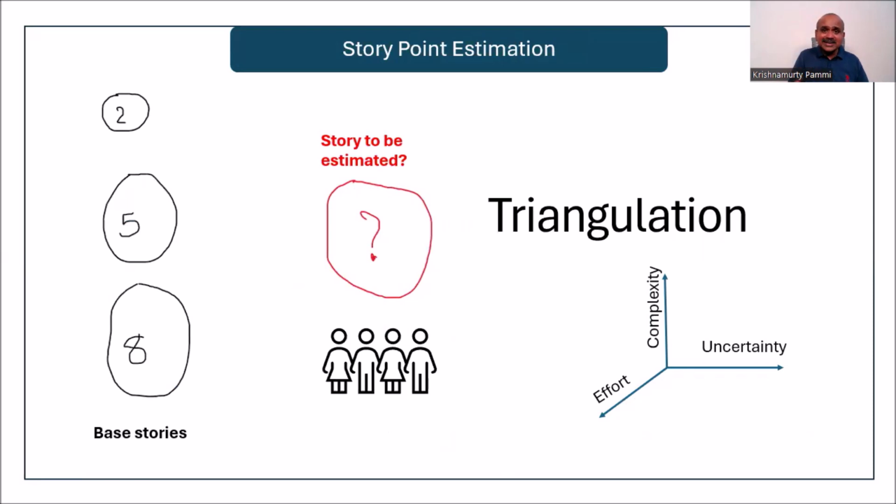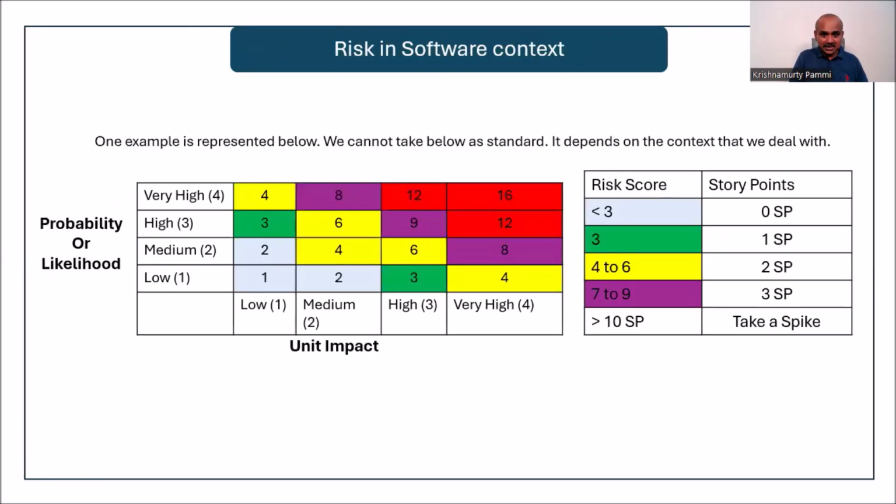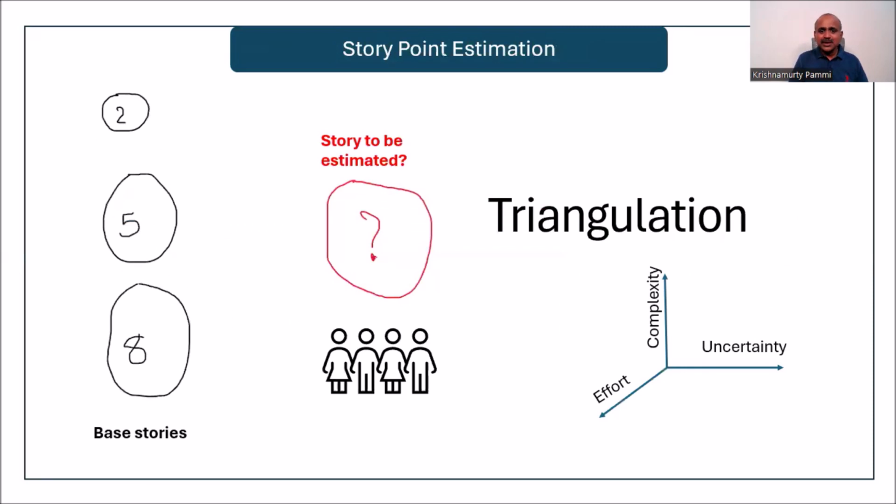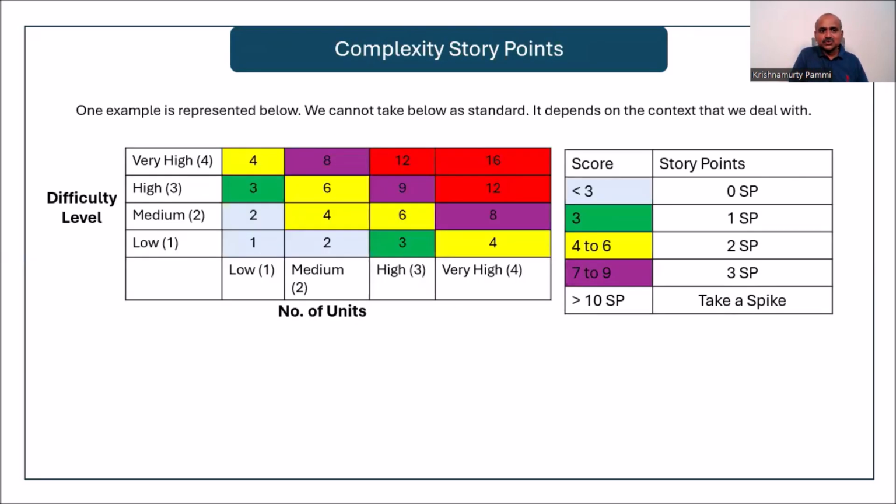And then risk-wise, do we have to claim a story point? If so, what is the reason? For example, you can come up with risk probability versus number of units impacted. It's just an indicator. You need not follow it, but I'm trying to give a mathematical model for you. Similarly, complexity-wise, shall I claim more story points? Here also you can use difficulty level versus number of units. X-axis number of units, y-axis the difficulty level.